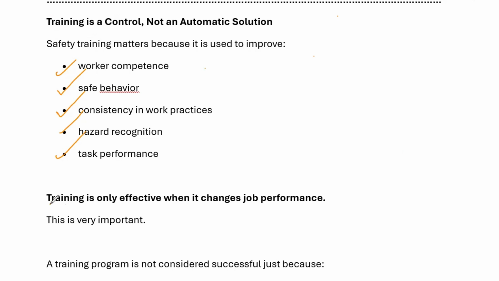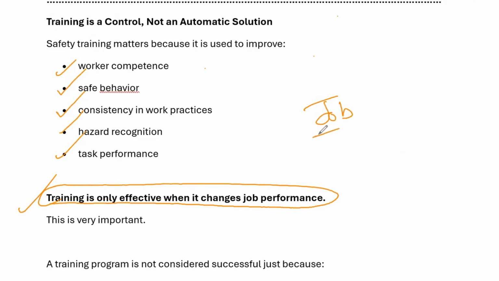Okay. Training is only effective when it changes job performance. Very, very important question. Okay. Very, very important point. This is asked in question. You will be thinking, why this simple thing, but what is the importance in that? See, importance is whenever you are giving a training, okay, it should actually show some kind of reflection to the job that is performed. If the job is not becoming safer, if they are not performing the job in a safer manner, then the training is of no use.